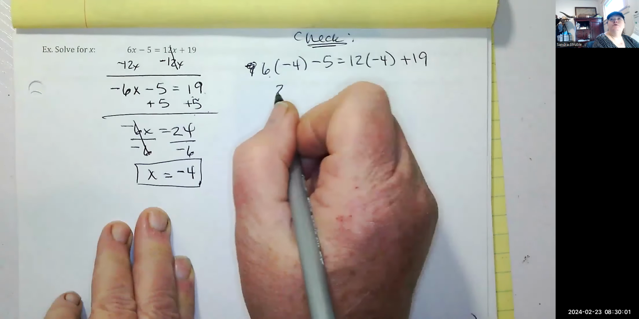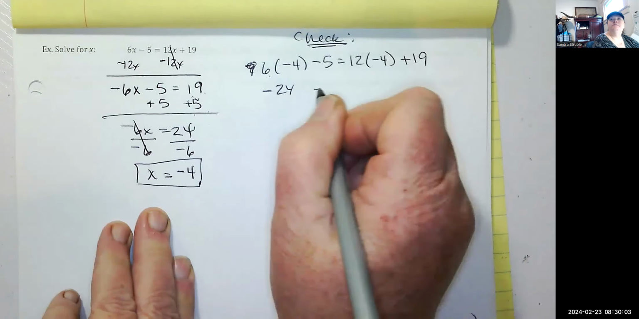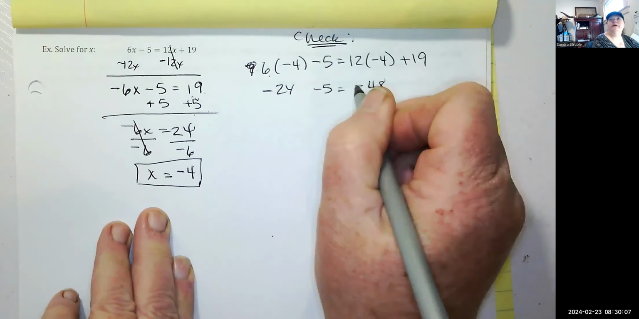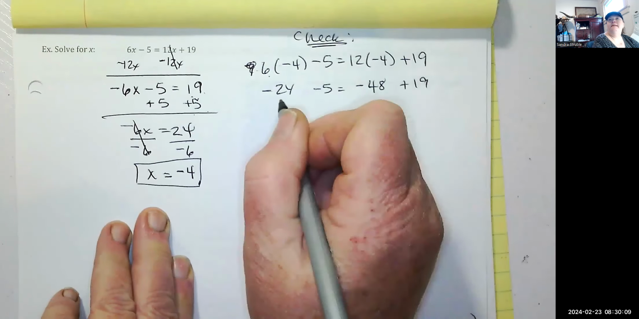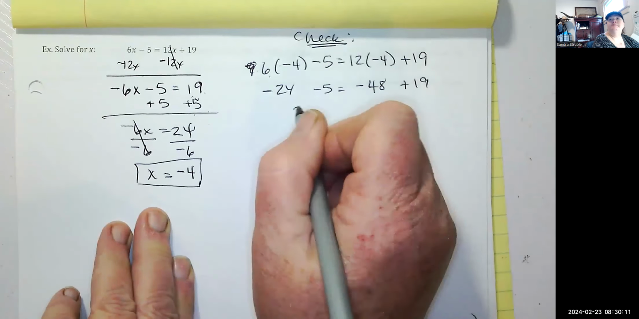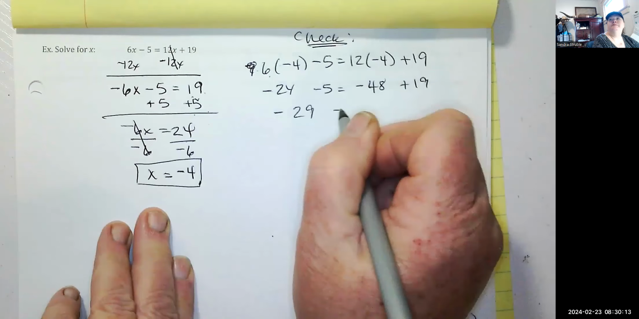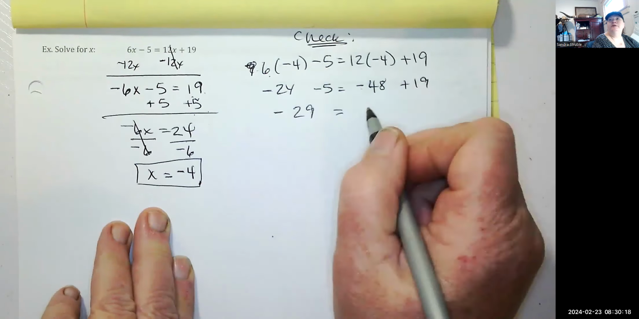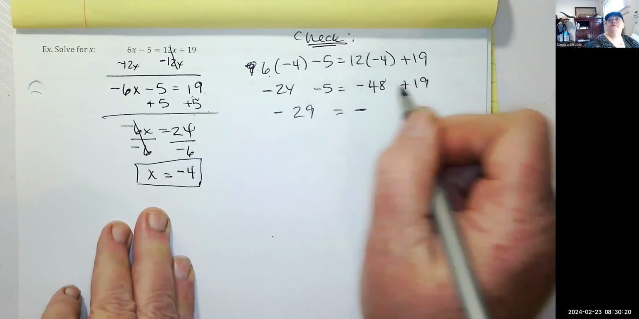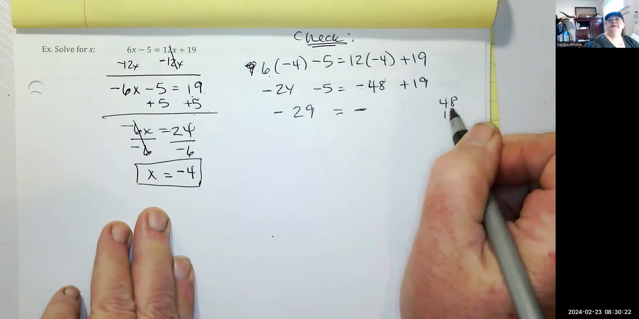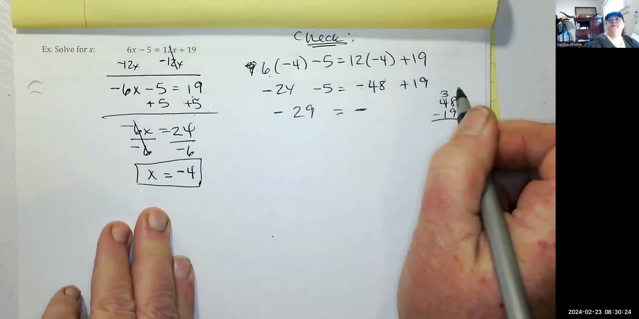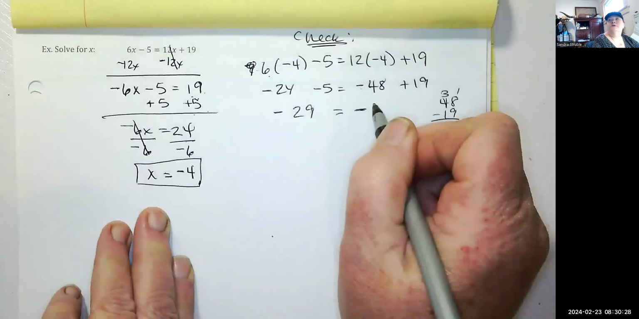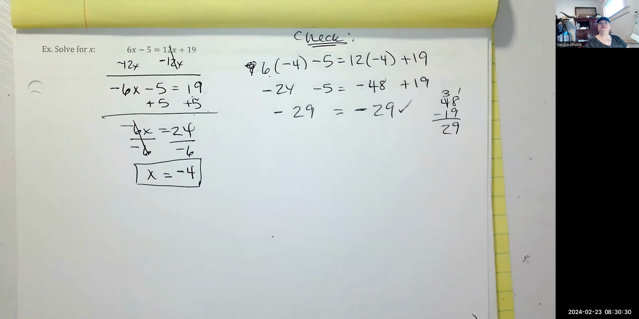6 times 4 is 24. Signs are different, so it's negative. 12 times 4 is 48. Signs are different, so it's negative. Signs are the same, so we add them and keep the sign. And signs are different, so we subtract them and take the sign of the larger number. 48 and 19. That is going to be a 9, and that's going to be a 2. Oh, checks out nicely. Fabulous.